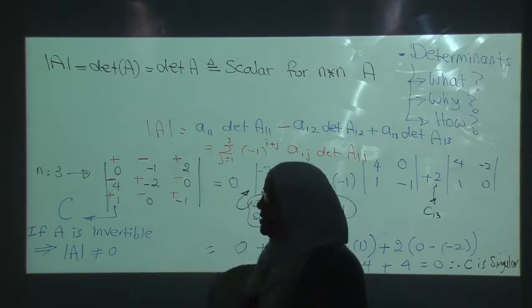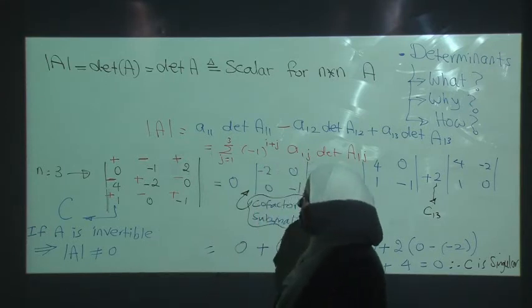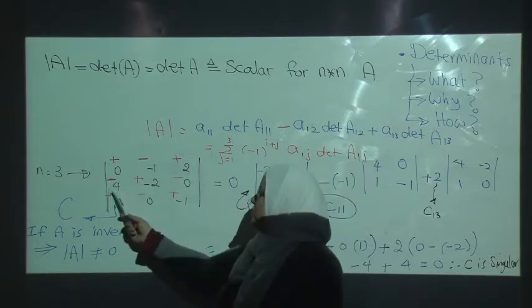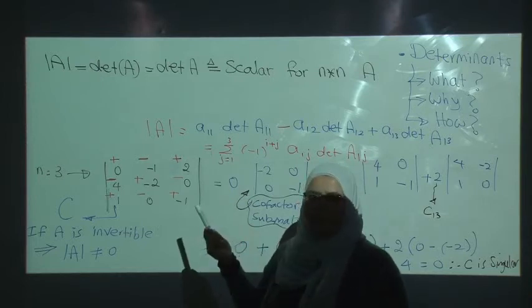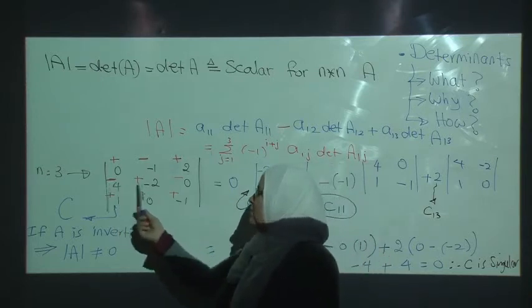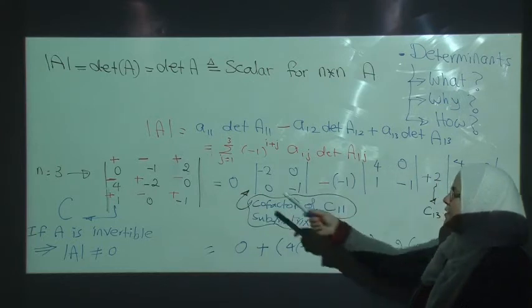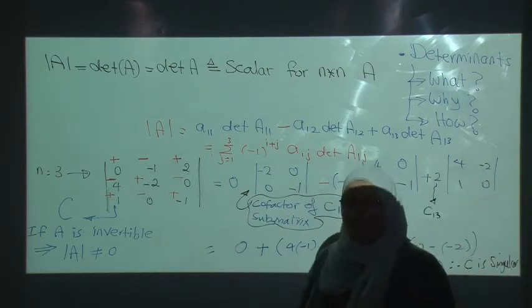I want you to exercise it in the worksheet. So we might have used the second row instead of the first one, and we will take care of the sign. We will have here negative, positive, negative, and change the minors of each element.